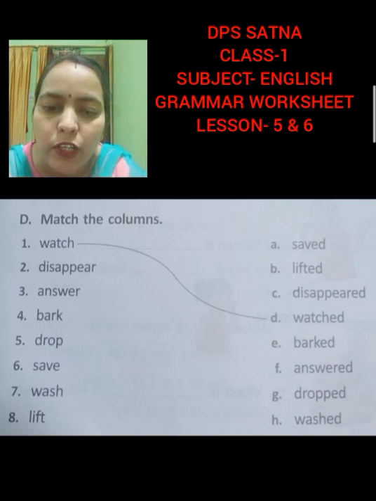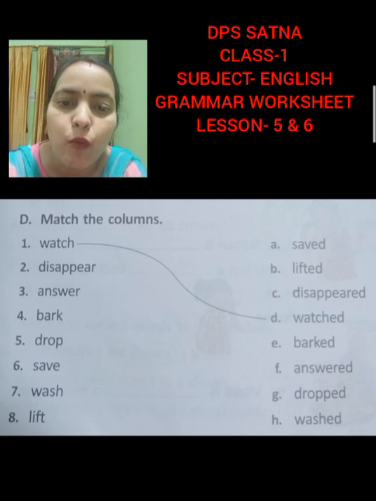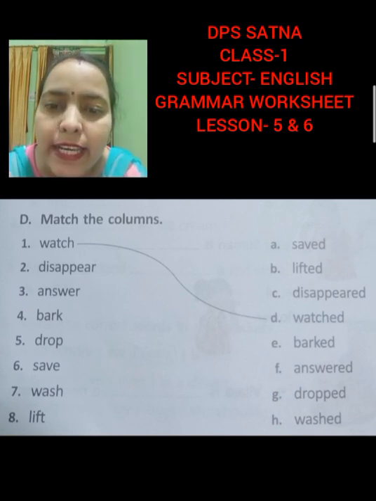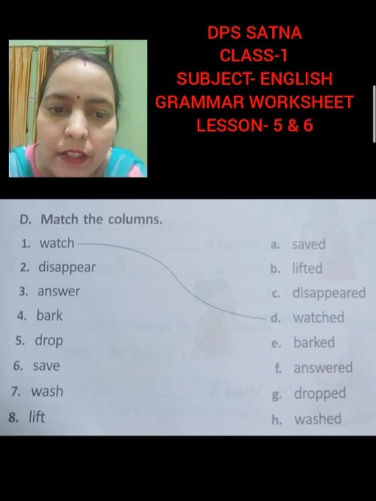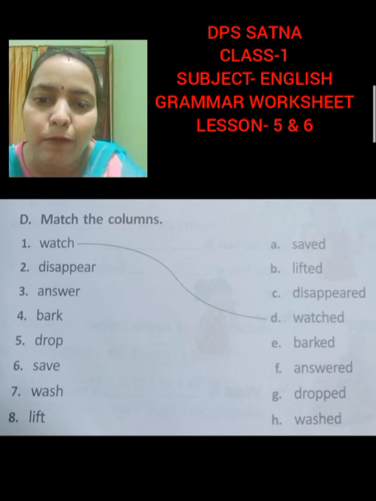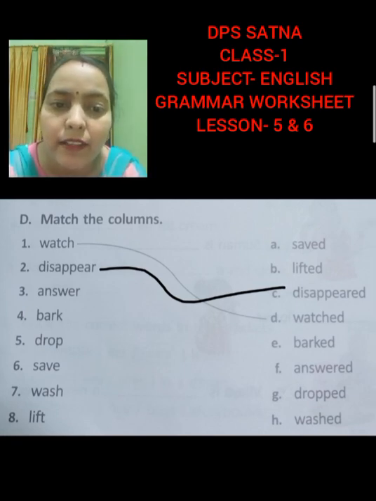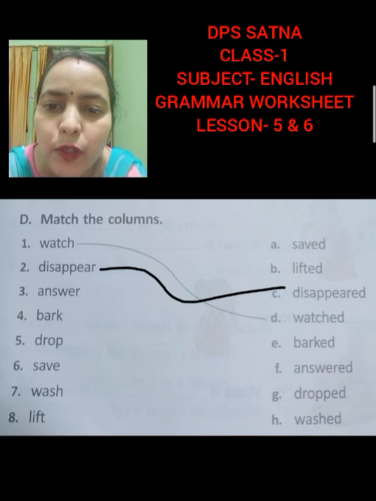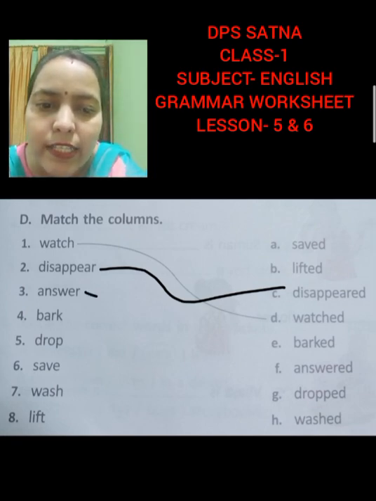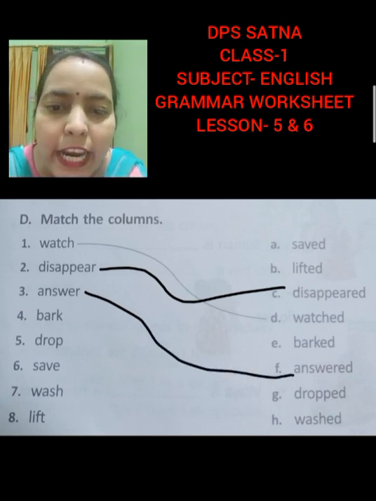Okay kids, so the first one is already done for us. Watch is matched with watched. So the second word is disappear. Can you see the word disappeared here? So match the second one with C1. What is the extra thing added here? ED. Now the third word is answer. So we match answer with answered. Match the third one with F1.